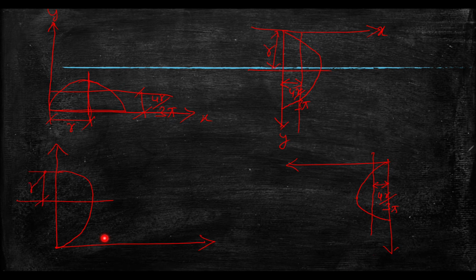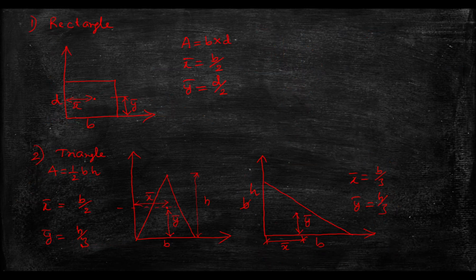From common sense you can write r, that is d by 2 is r. So this is the semicircle. Next, if I am having a quarter of a circle, just look at this. If I take this as the x-axis and this as the y-axis, then from the base towards the end of the circle, x bar is 4r by 3 pi, and y bar is also 4r by 3 pi. So this is what we have.